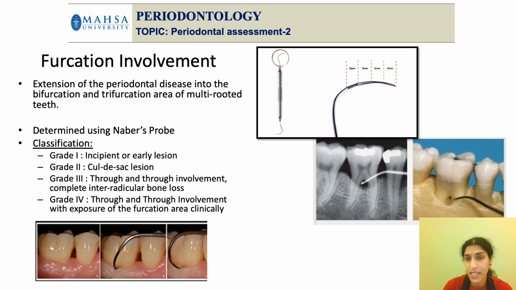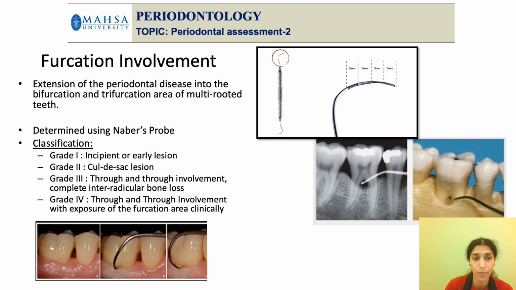Every 3 millimeters there will be a color coding, as you can see, one black band and the second black band. The difference is 3 mm: 3, 6, 9 and 12. That will be the probing calibration. And for furcation involvement, if you want to verify it, you have to use this probe. It is a double-sided probe, and the curvatures are in opposite directions.